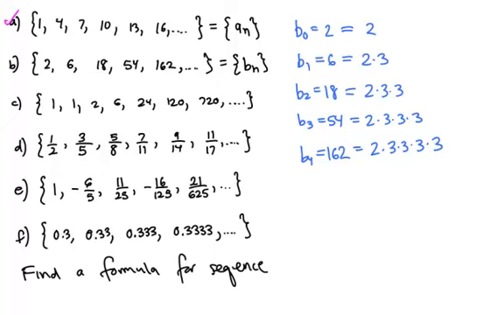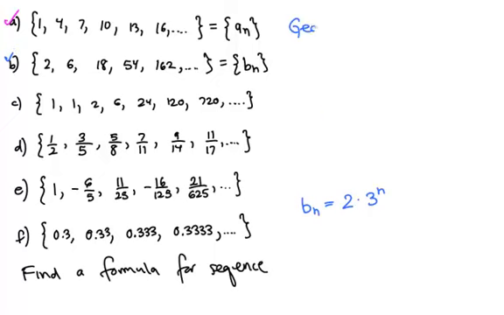So each time I'm starting off with the 2, but I'm multiplying by a certain number of 3's, and the number of 3's I'm multiplying seems to be what the subscript is. And so generically speaking, it looks like our nth term is going to be 2, and then we're going to multiply it by 3 raised to the nth power. And so we have a formula for the second one. In fact, this second example, B_n, is an example of something called a geometric sequence.